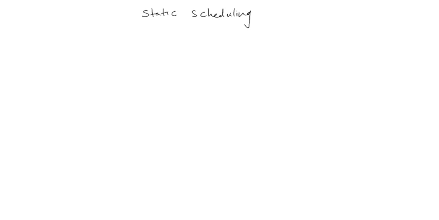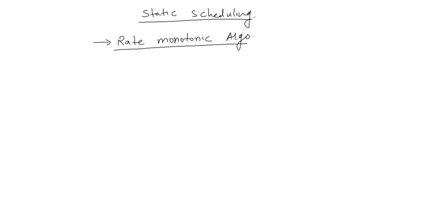Okay, so in static scheduling, as we said, the priority is already decided offline. The programmer has already decided the priority of each task. There is a famous scheduling algorithm for that, known as the rate monotonic algorithm. So what is the rate monotonic algorithm?